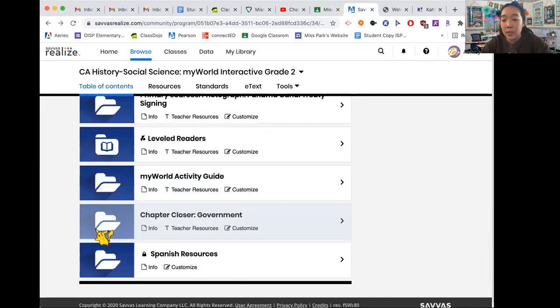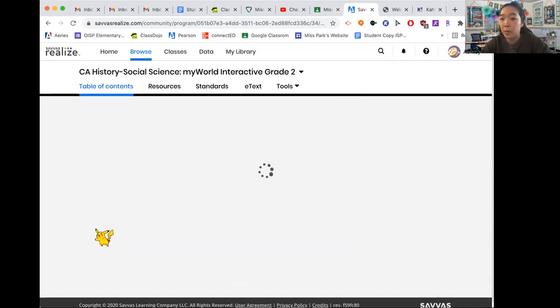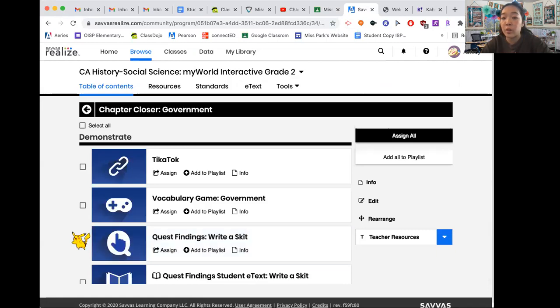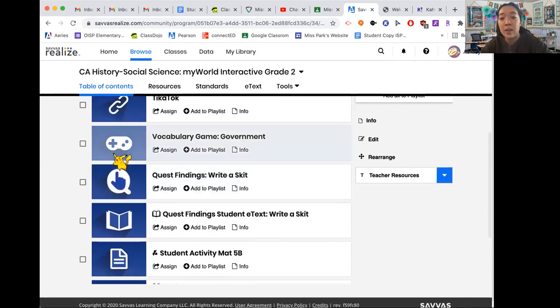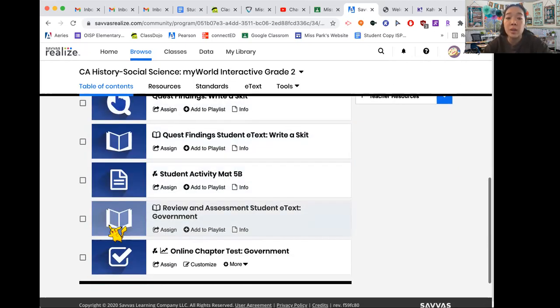What I'm going to be doing today is I'm going to be going over your chapter closer. Okay. Now in your chapter closer, there are lots of things that you guys can do. Now this TikTok is different. It's not like TikTok, the video thingies that some of you guys do. The vocabulary game is going to be based off of the government assignments that we've done. The quest findings will be in that assignment book. If you guys want to create a skit and record it with your family members, you're more than welcome to. And then there's also the review and the assessment student e-text in government.